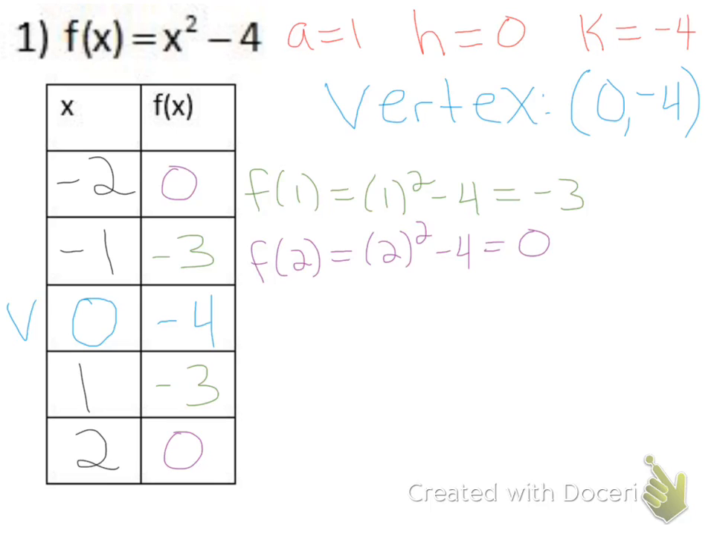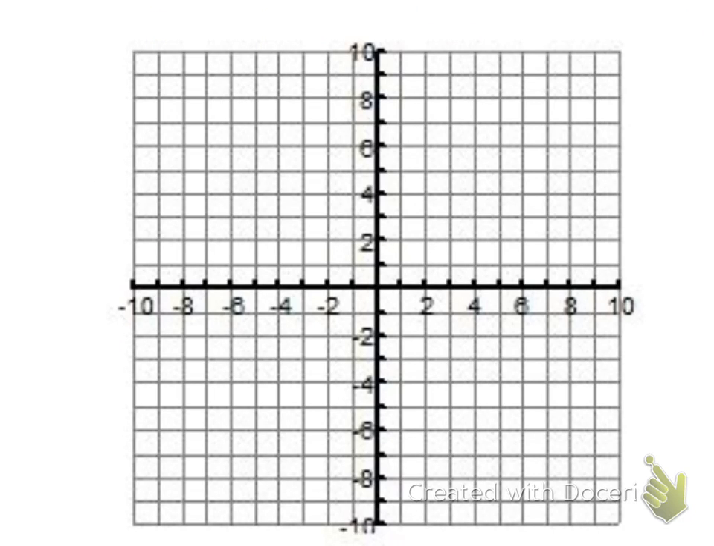Now that we have our table of values, we can go ahead and graph. Carefully plot your 5 points. I start with the vertex, go to either side, and then from there, draw in your function. It should look something like this. Make sure you have arrows on the ends, because we know that the parabola continues on to infinity, either up in this case, or down if your a value is negative.